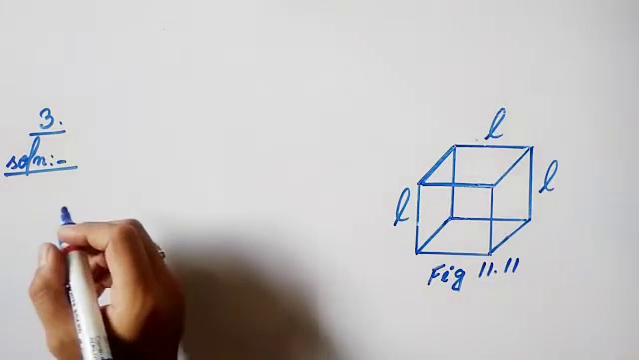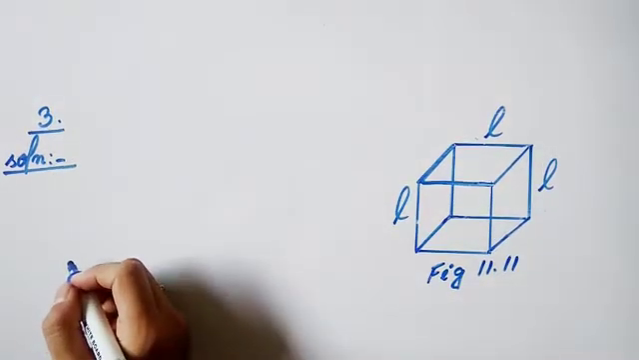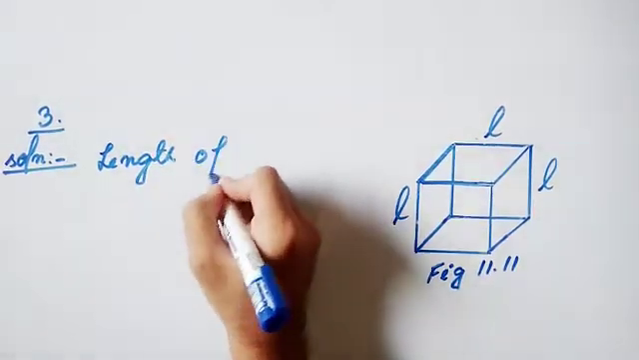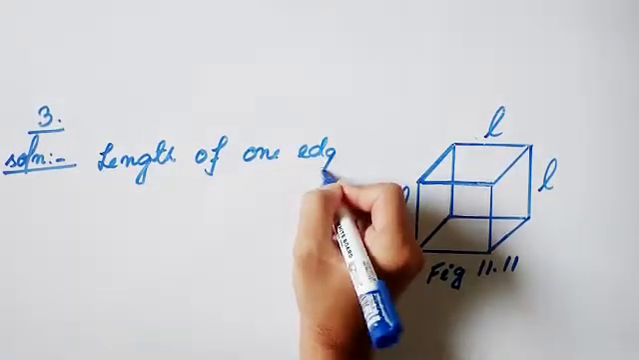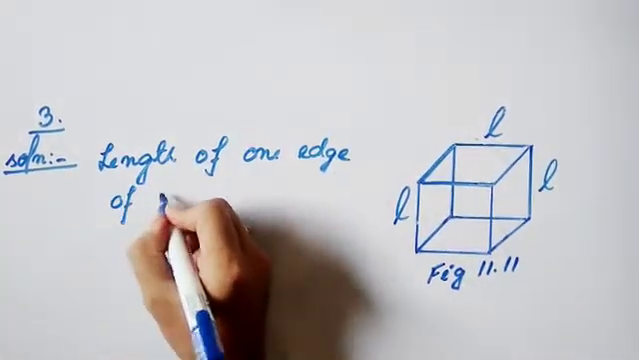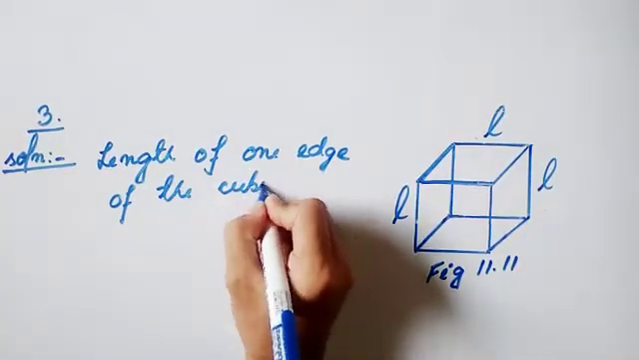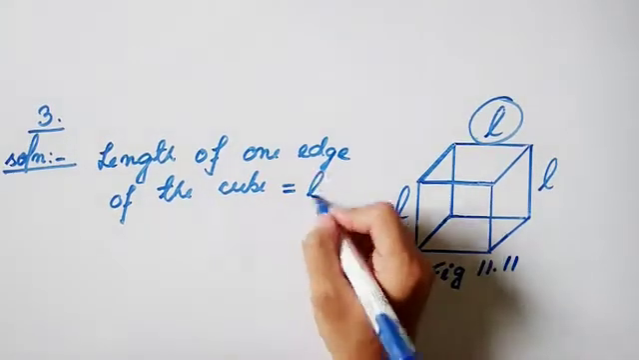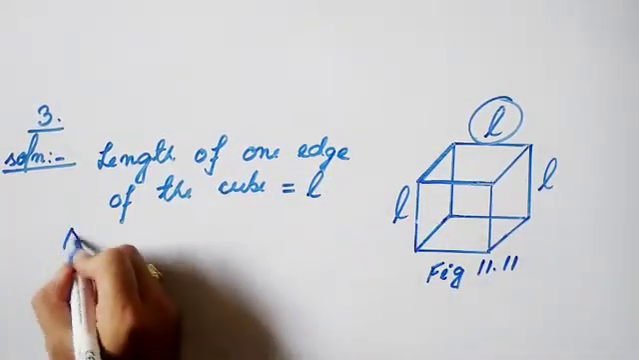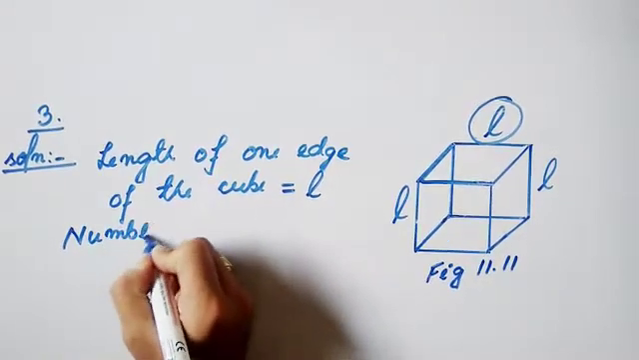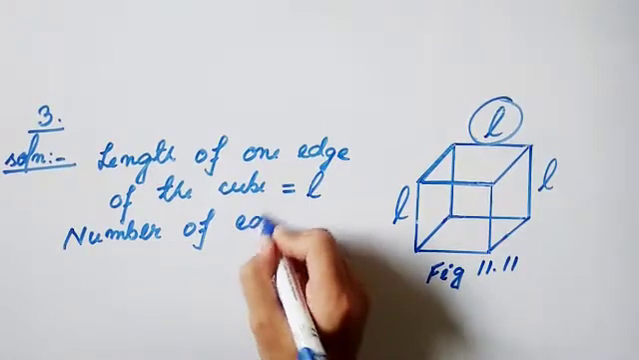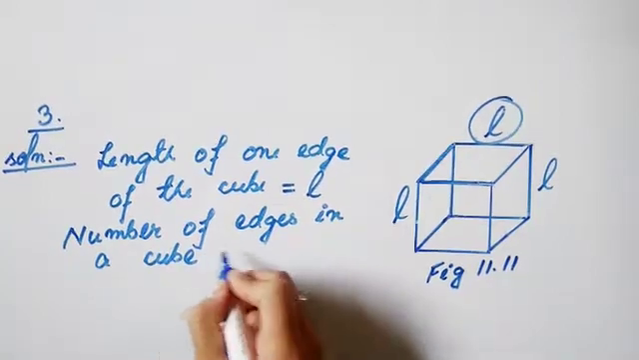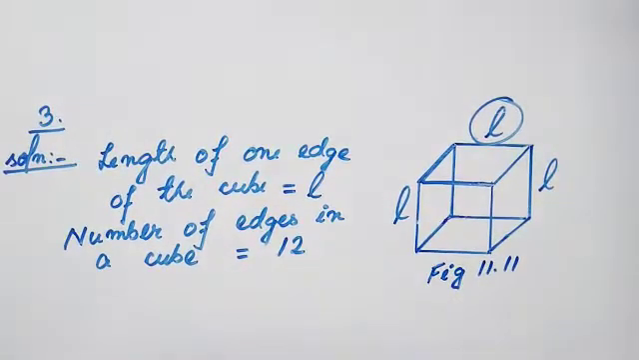Understood? So let's write the answer. So students, let us write the answer for question number 3. So our first step will be the length of one edge of the cube. So what is the length of one edge of the cube? Yes, it is given by the variable L. Then our next step will be the number of edges in a cube. So how many edges are there in a cube? Yes, there are 12 edges.